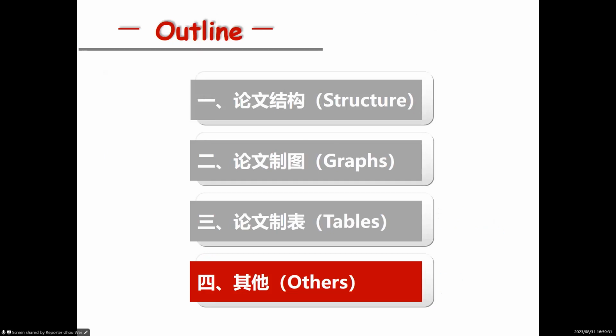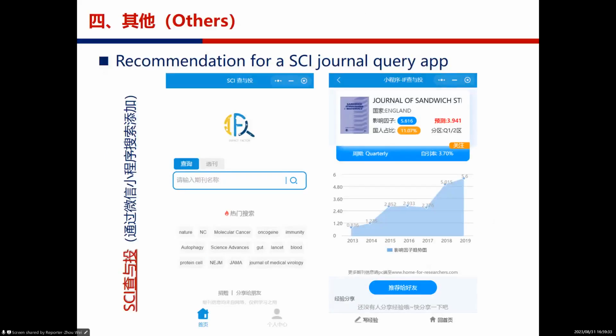Oh, the final part. Last but not least, I want to recommend a query app for SCI journals. In WeChat, if we search the SCI account, we can follow this app, okay? We can have a quick search for a specific journal, to find its Q zone as well as its impact factor. And we can input keywords to search relevant journals if you want to submit to one of them, okay?